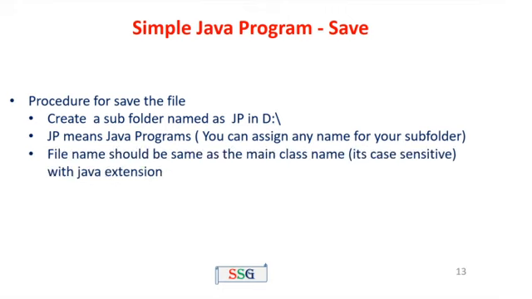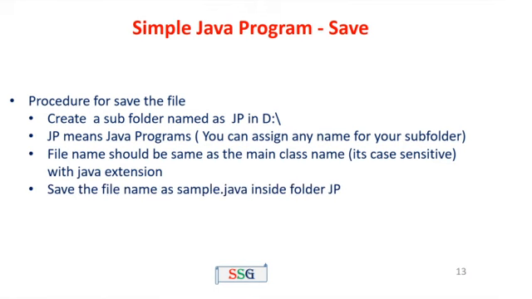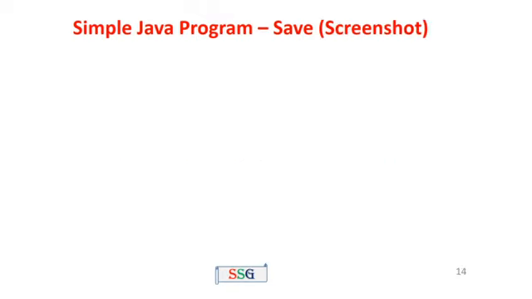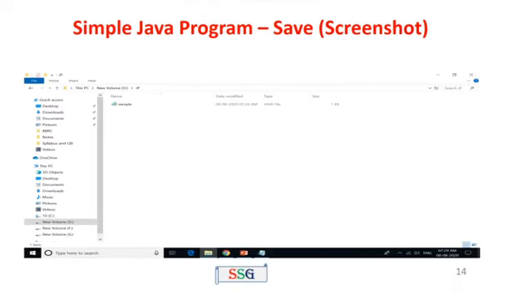Okay. The file name should be the same as the main class name. It is case sensitive, with the .java extension. Now save the file as sample.java inside the folder JP. After typing the program in Notepad, save the file with the name sample.java inside the folder JP. Now the screenshot of the JP folder. The JP folder contains only one file, the sample file, with date created, type Java file, size equal to 1 KB.